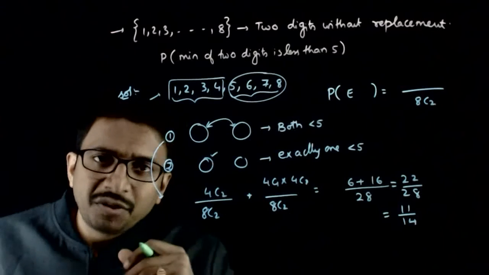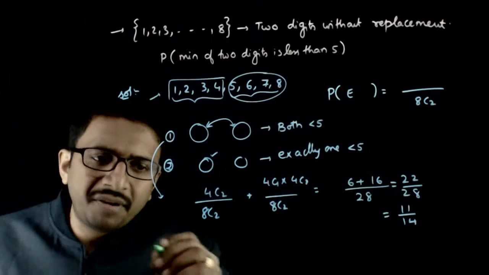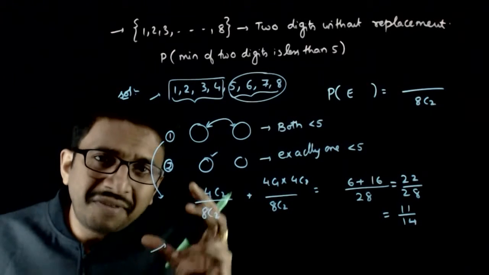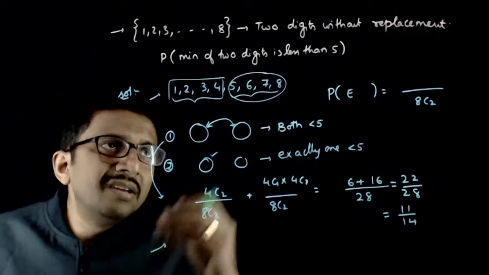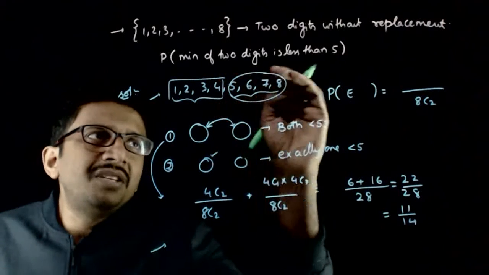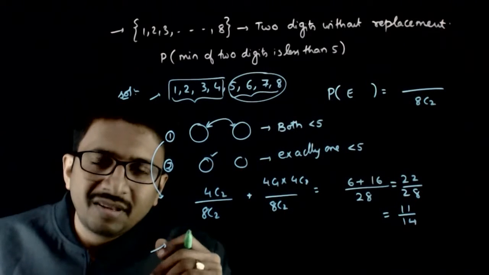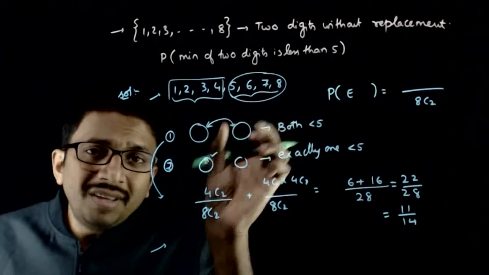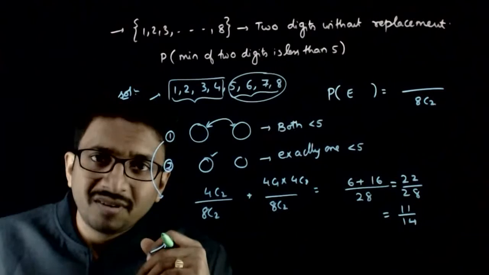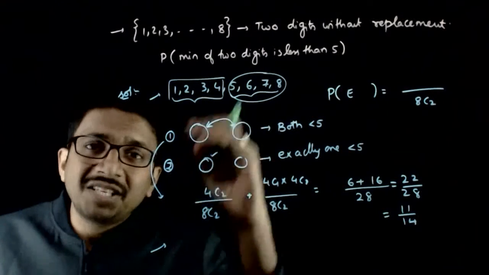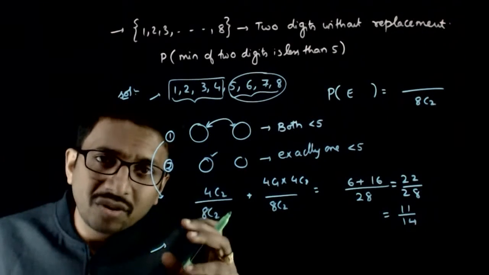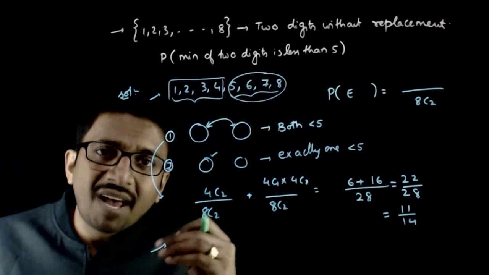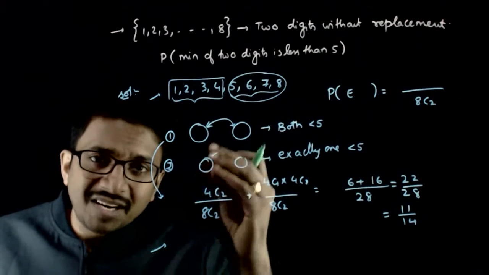So this is one method to solve this question. You can also solve this in another way. That is, we can find the complementary condition. Here, the minimum of these 2 digits has to be less than 5. What is the complementary condition to it? When will this condition not be valid? If both the digits are 5 or more, then this condition is not valid.